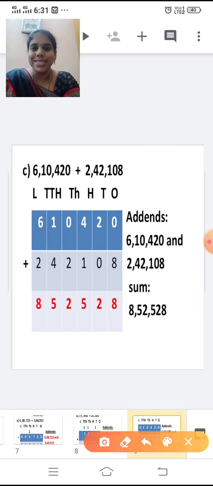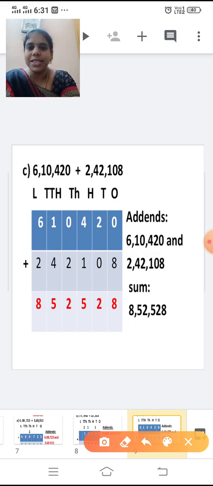Next sum. 6,10,420 and 2,42,108. Shall we add these two numbers? And after that we are going to write the add-ons and the sum line. Shall we? First, what you have to do? Write the numbers in the exact place.